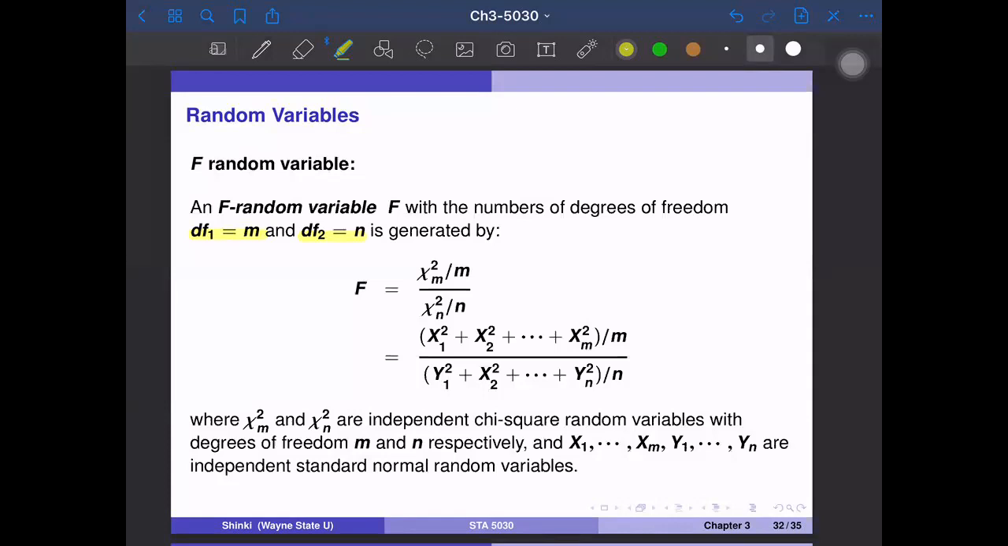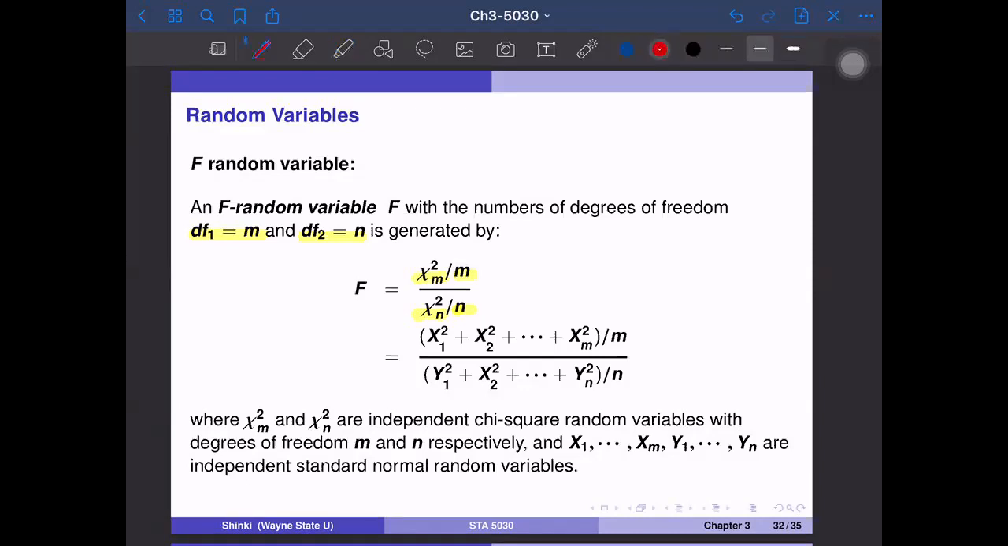And F random variable is defined by a chi-square random variable with df m divided by m, divided by a chi-square random variable with df n divided by n. So this is the ratio of two chi-square distributions. And chi-square distribution usually represents some variance. So that means the F statistic, F random variable, calculates the ratio of two variances.